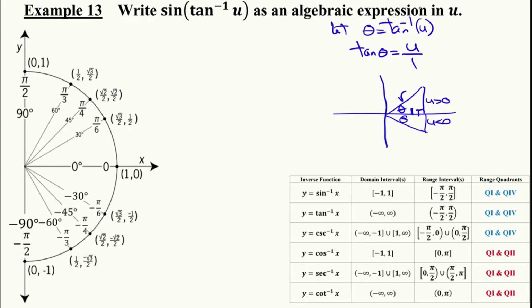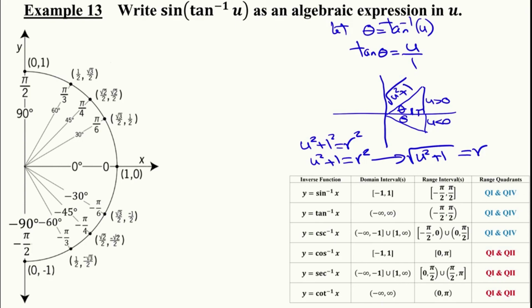So we have u squared plus 1 squared equals r squared. So we have u squared plus 1 equals r squared. So this means r must be the square root of u squared plus 1. So now we know what that length is. Let me just go ahead and type it in. So that's going to be square root of u squared plus 1.